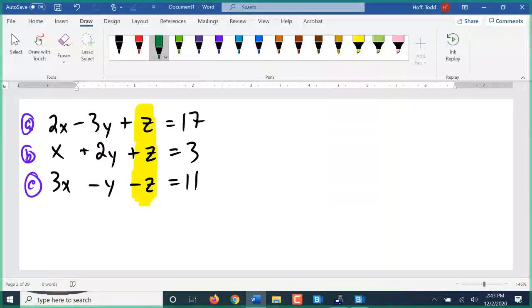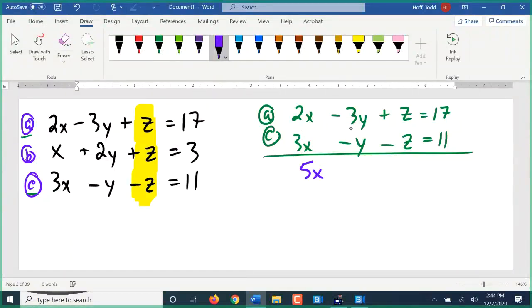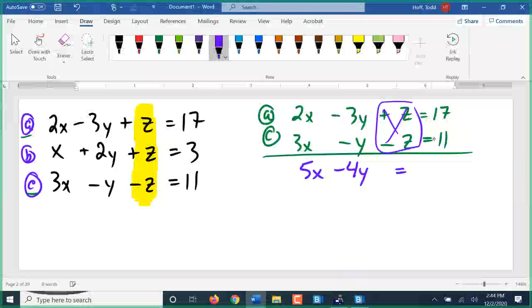Over here, if I add equation C to equation A, so I'm going to do A and C here. A is 2x minus 3y plus z equals 17. And C is 3x minus y minus z equals 11. If I add those, 2x and 3x make 5x. Negative 3y and negative y make negative 4y. Positive z and negative z cancel out. Equals 17 plus 11 is 28.